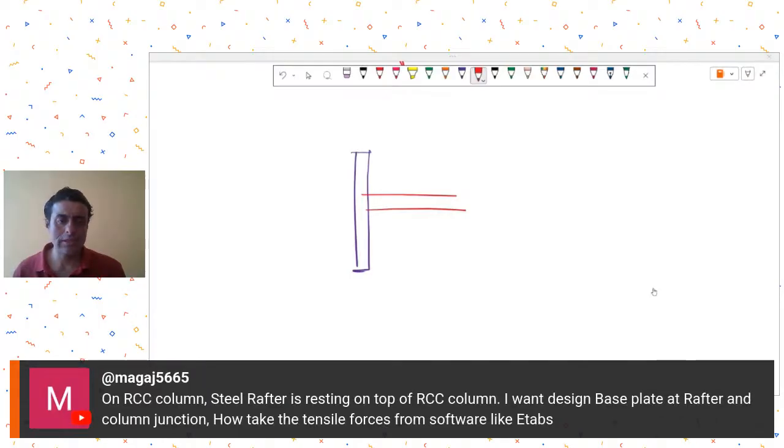Then Mr. Magaj is asking, an RCC column, steel rafter is resting on top of RCC column. I want to design base plate at rafter and column junction. How to take tensile forces from software like ETABS? No, so ETABS will give you all kind of member forces. Where is the confusion you are having? ETABS will give you all sort of member forces. So you just check the member forces and take it up in your calculations.